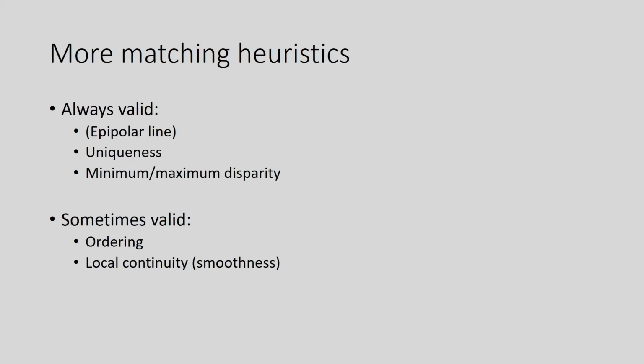And also I have to consider some assumptions for stereo matching. These assumptions are like epipolar constraints, uniqueness constraints, minimum and maximum disparity, ordering constraints, local continuity constraints. So, there are some constraints, that means some assumptions I have to consider for stereo matching. So, I will explain all these assumptions, all these constraints one by one.